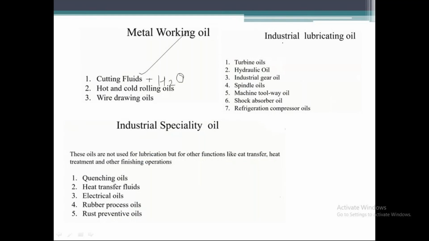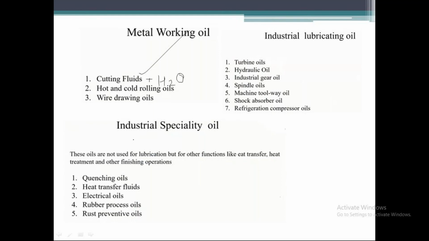And what do you mean by industrial lubricating oils? For manufacturing we may use cutting fluids, but for example in a refrigerator or a transformer, we need a different type of oil. Even hydraulic oil is different from a lubricating oil, right? So these kinds of industrial lubricants are again classified. It can be gear oil, spindle oil, machine tool slideway oil, etc.